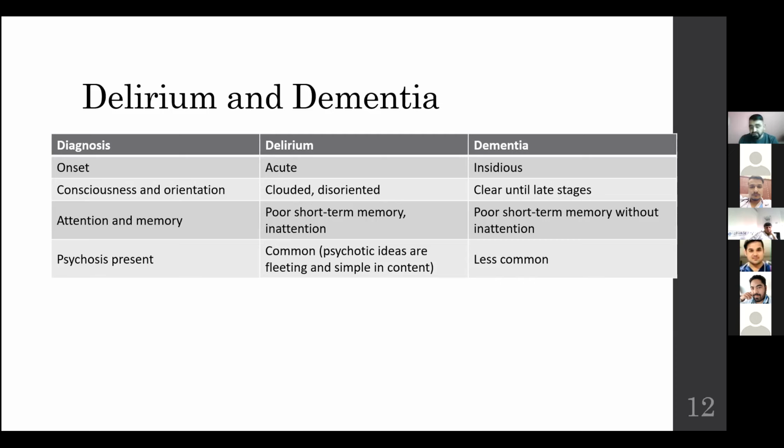These are some differences that you can see in the slide. Delirium has an acute onset, whereas dementia has an insidious onset. In delirium, consciousness and orientation are clouded and the patient is disoriented, whereas in dementia, consciousness and orientation are clear.